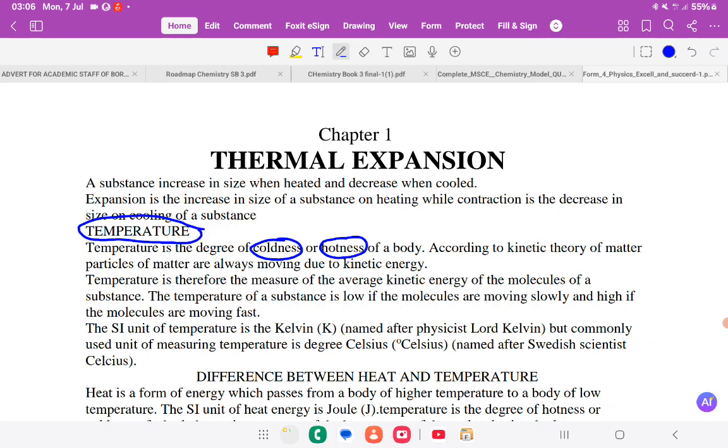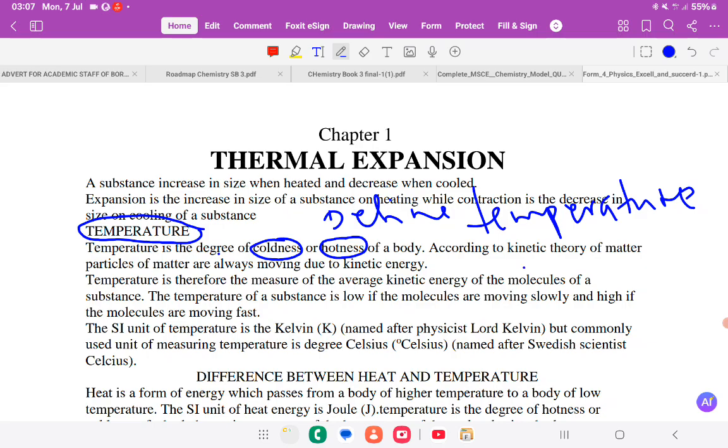Simply that. Okay? So a question that says define temperature. Don't go too far. Don't say many things. Just say temperature is how cold or hot a body is, or simply temperature is the degree of coldness or hotness of a body. You'll get full marks. Don't be cheated. You get 1 mark there.